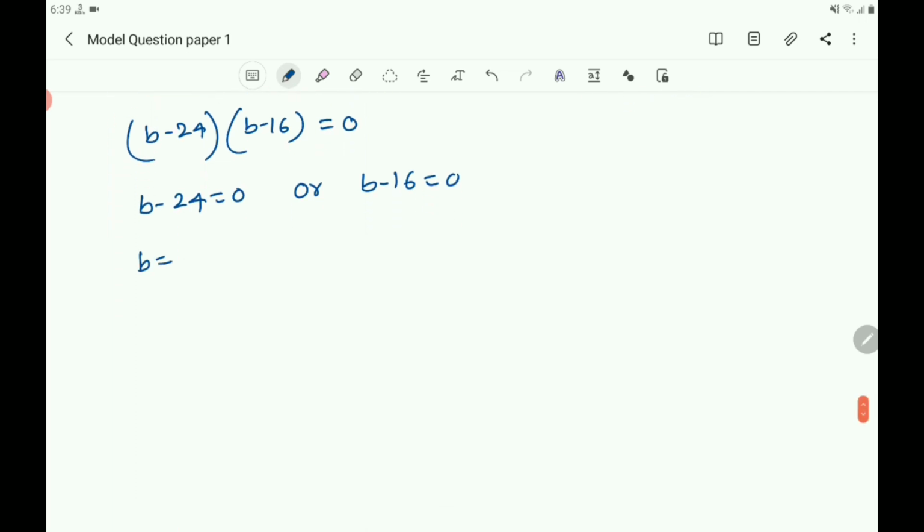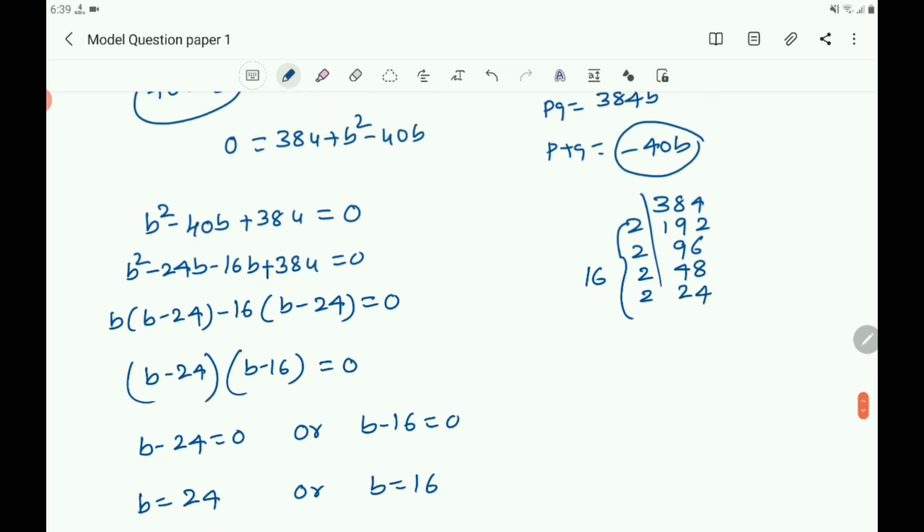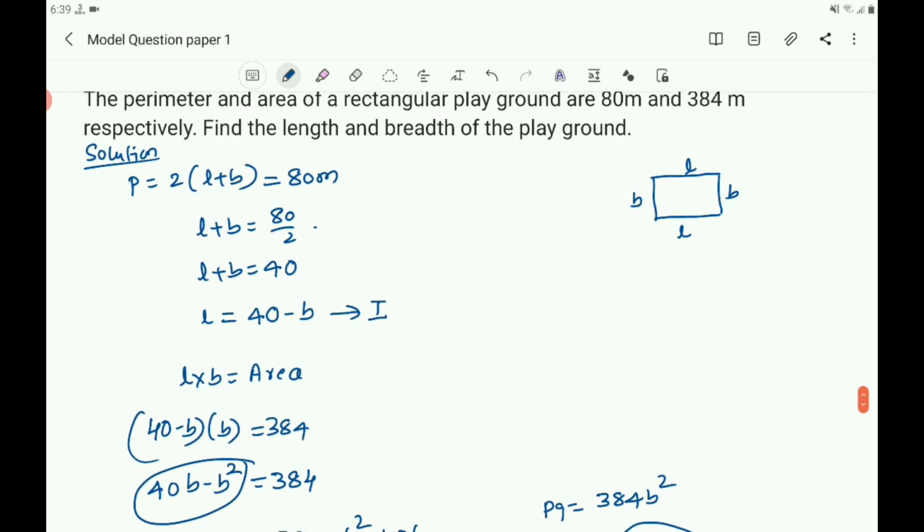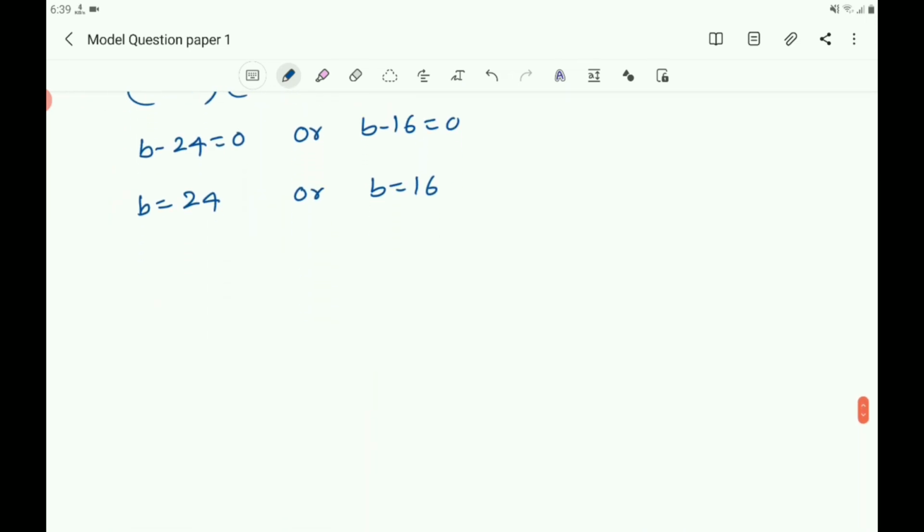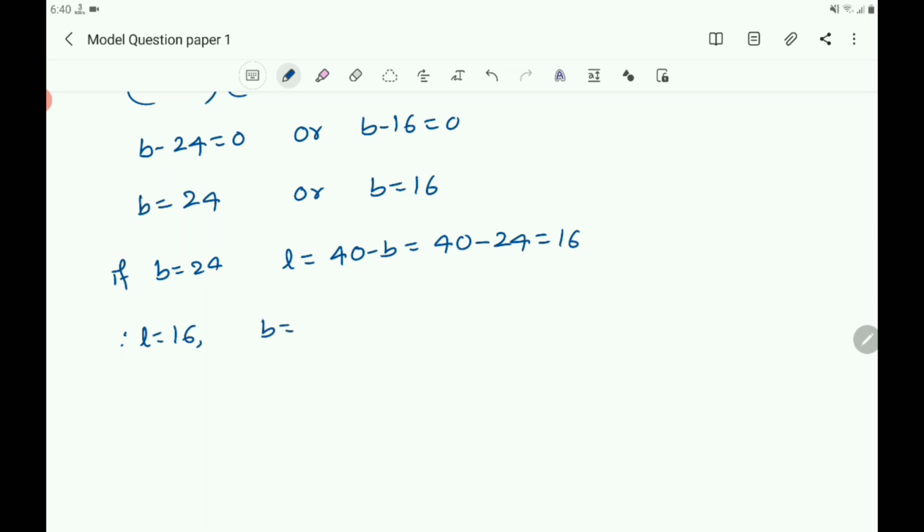Then you find b equals 0 minus 24. If you transfer that to the RHS, it becomes plus 24. b equals 24 or b equals 16. Here you got the value of b. If you take b equals 24, then L becomes 40 minus b, that equals 40 minus 24 equals 16. So you got that L equals 16 and b equals 24.